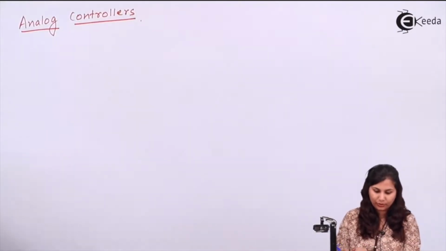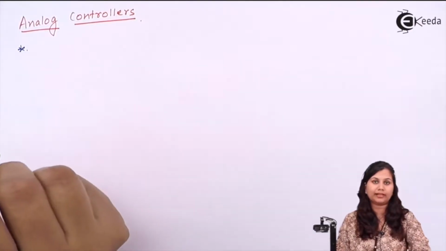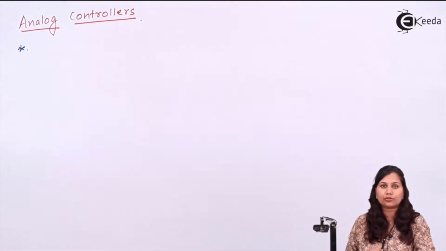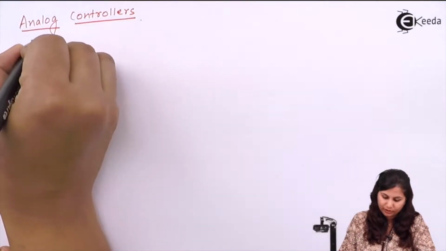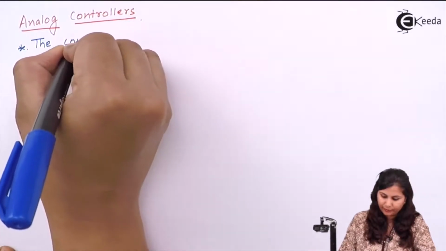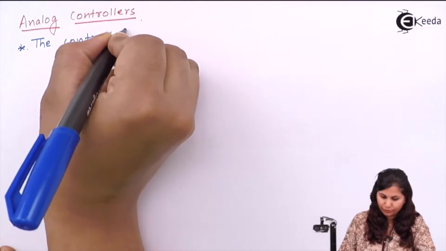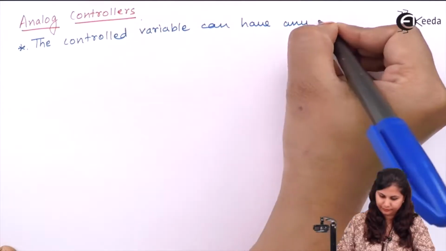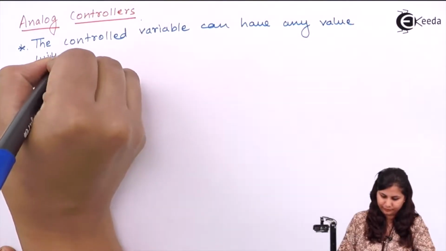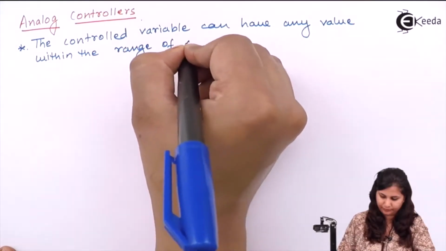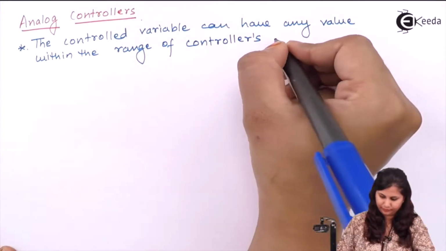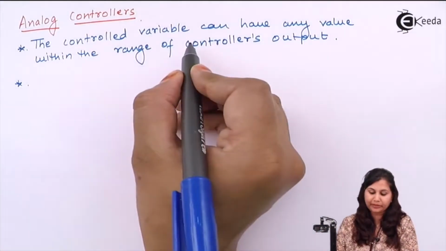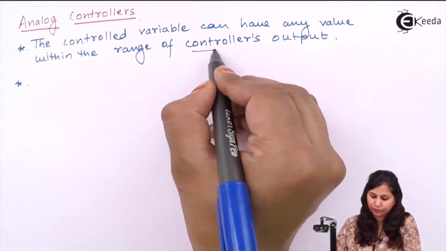Now, in analog controllers, the controlled variable, that is the controlled output, can have any value within the range of the controller's output.